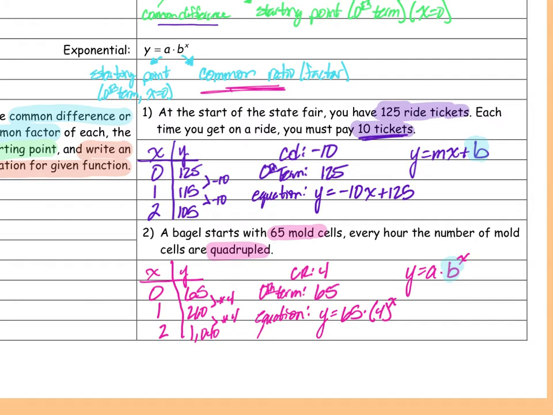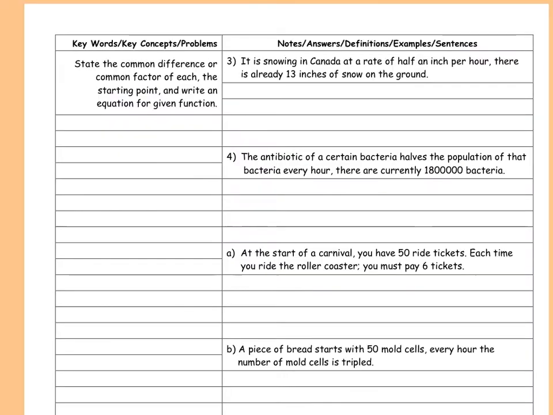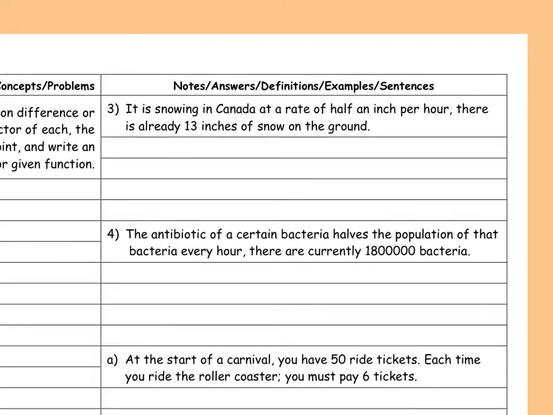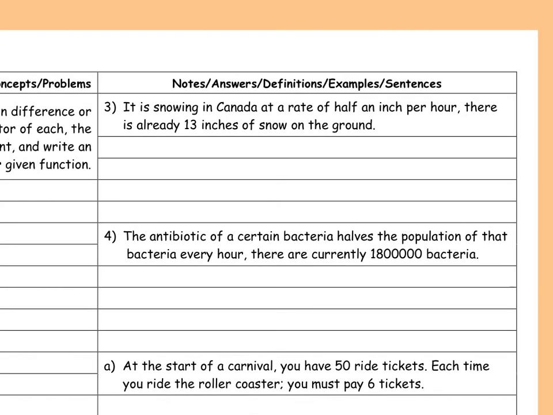Questions? Okay, so if we go to the next page, we have a few problems left. I'm still going to do a few of them. We're still using the same information, doing exactly the same thing. So it says, what does it say? It is snowing in Canada at a rate of ½ an inch per hour. There are already 13 inches of snow on the ground.